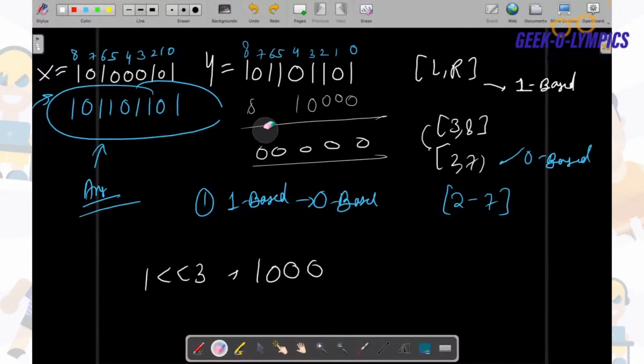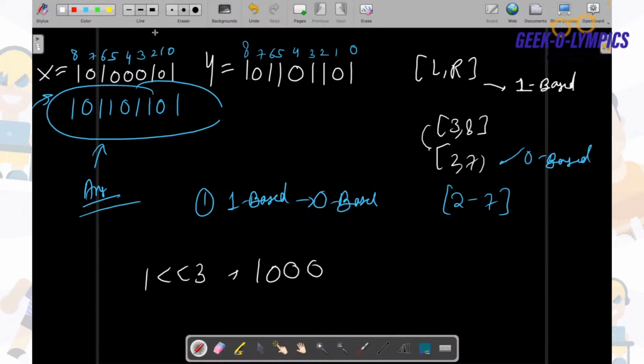So this is basically a property of bits. If you have to check whether the ith bit is set or not, simply you have to compute y AND one left shift i.